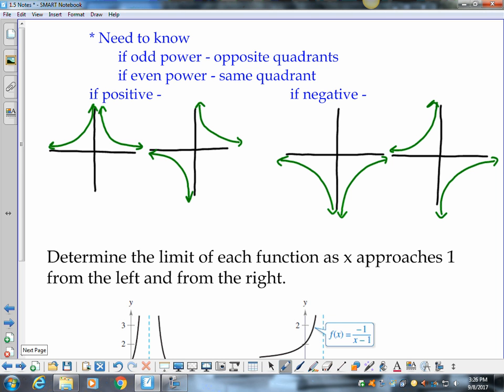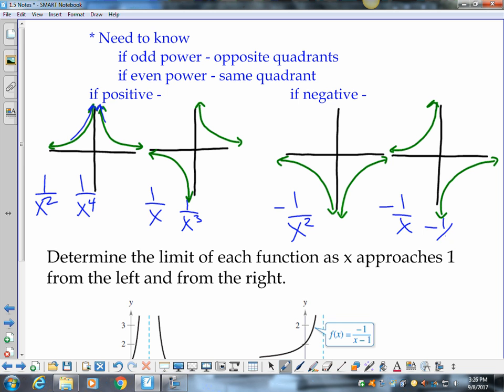So you need to know these basic functions. This would be like 1 over x squared. This would be 1 over x, or 1 over x cubed. This could be 1 over x to the 4th. So even powers, we call them kissing functions because they head in the same direction. Odd powers on your x are going to head in different directions. If it's a negative, then they're going to be flipped and headed down. If it's a negative, they're going to be in quadrants 2 and 4 instead of 1 and 3.